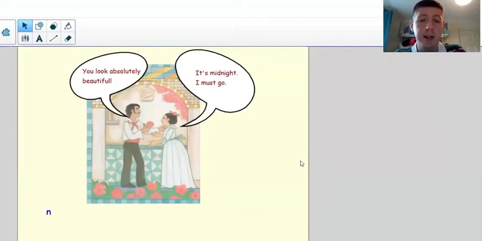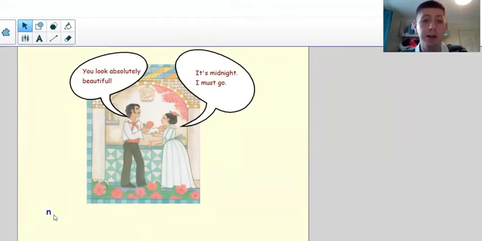So what I've got on the screen now for you is a picture from the story of Javier with Adelita, and Javier saying, "You look absolutely beautiful." You can see that in his speech bubble there. And Adelita is saying, "It's midnight, I must go." Now, if I want to write about how that character is saying that, or what the character is saying, I need to use what's called speech marks.